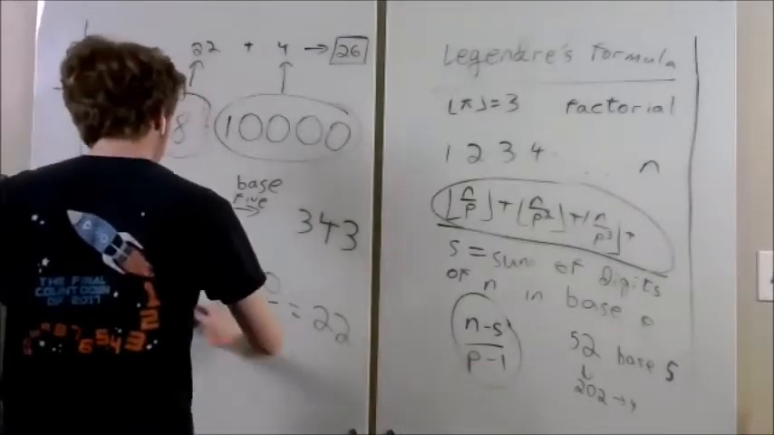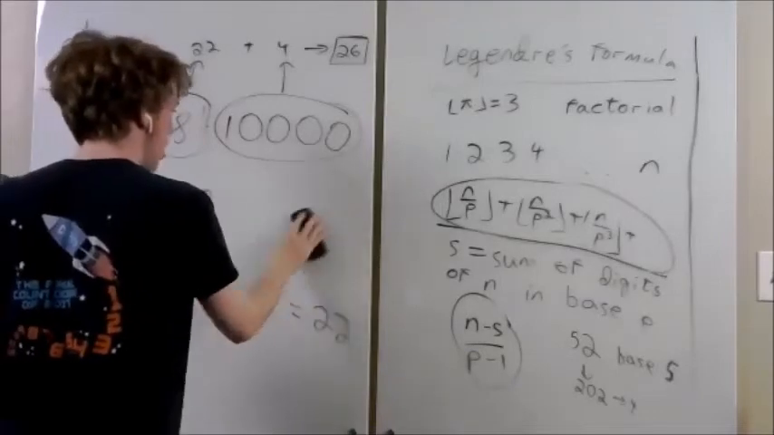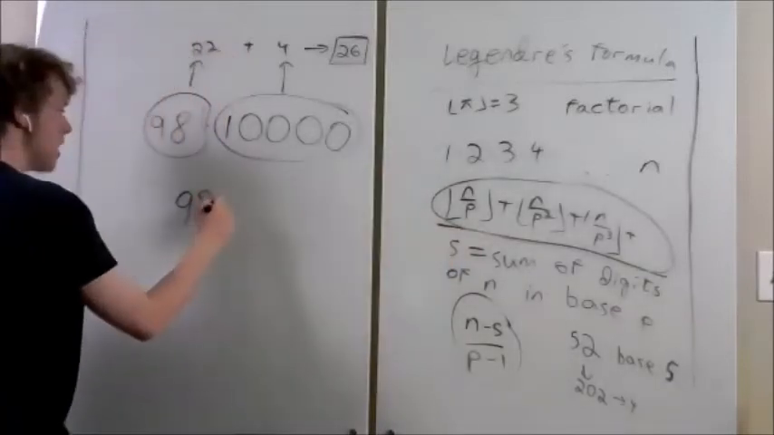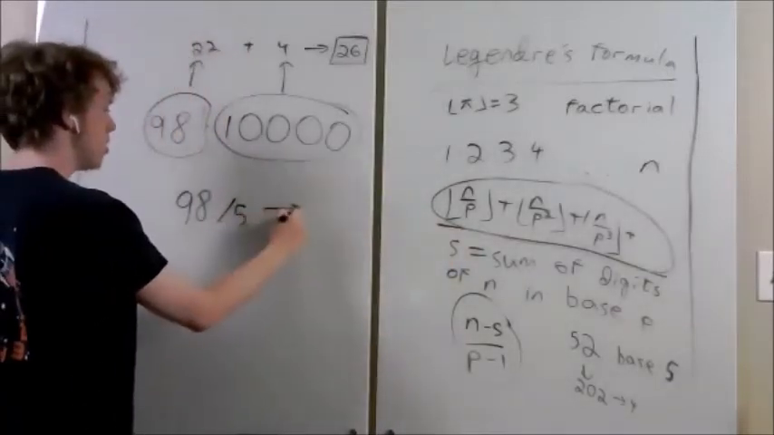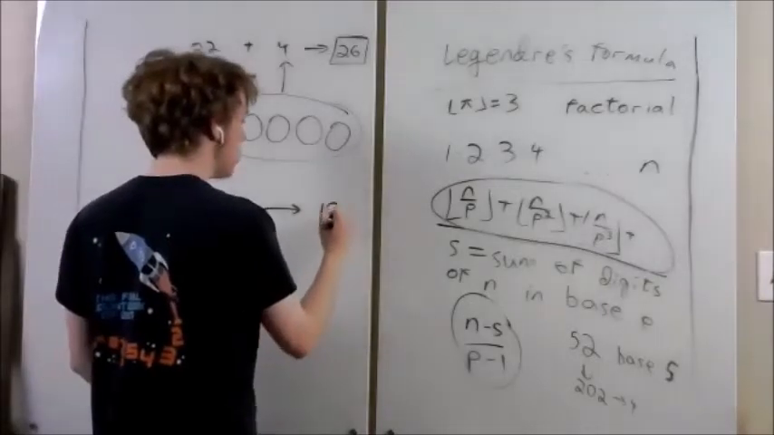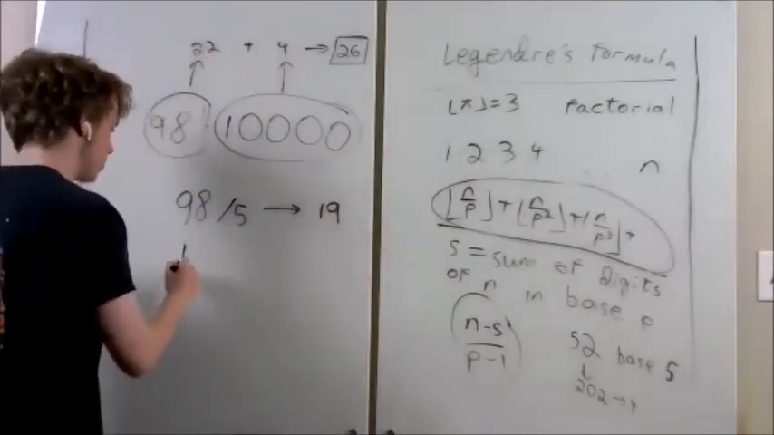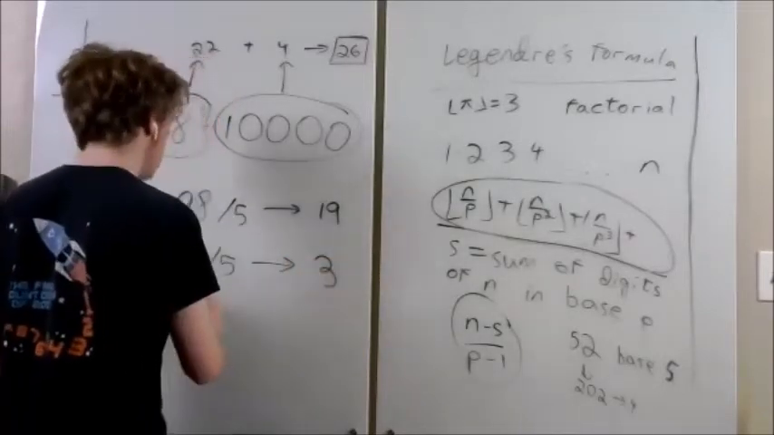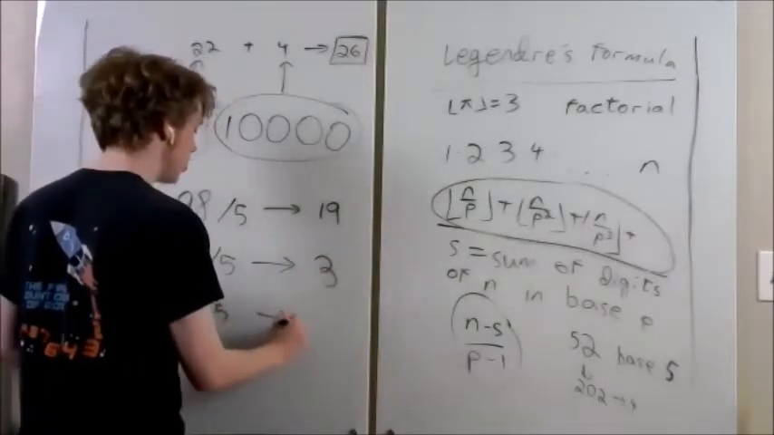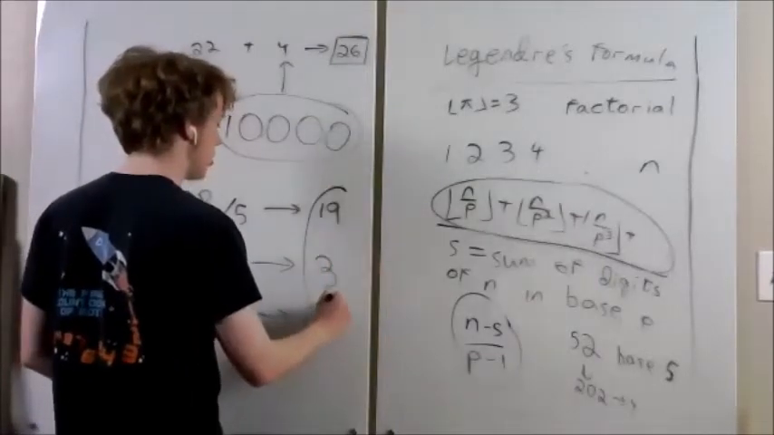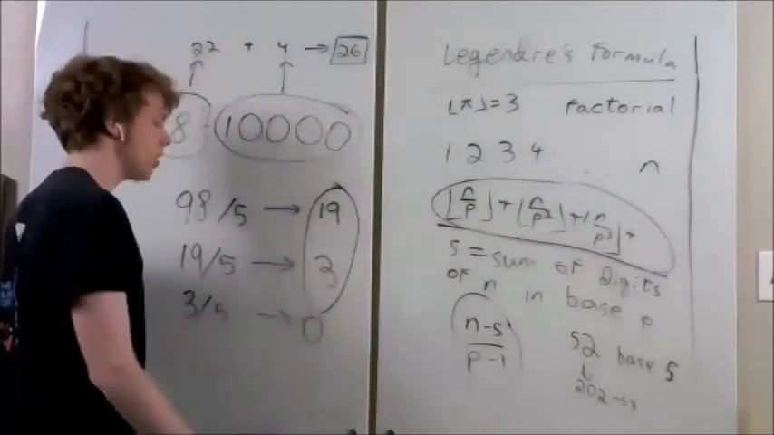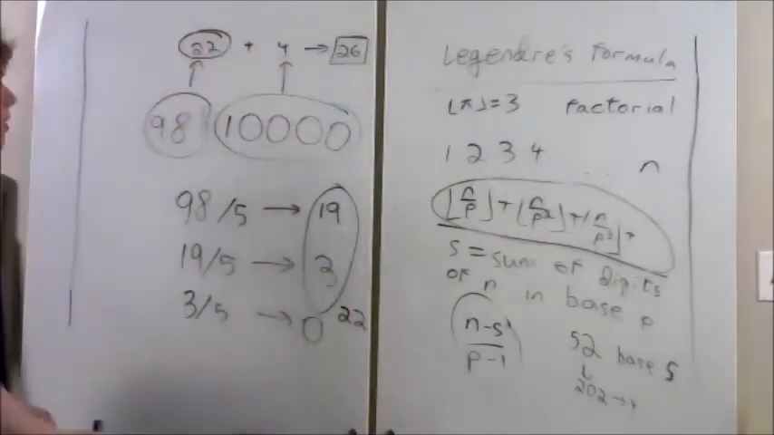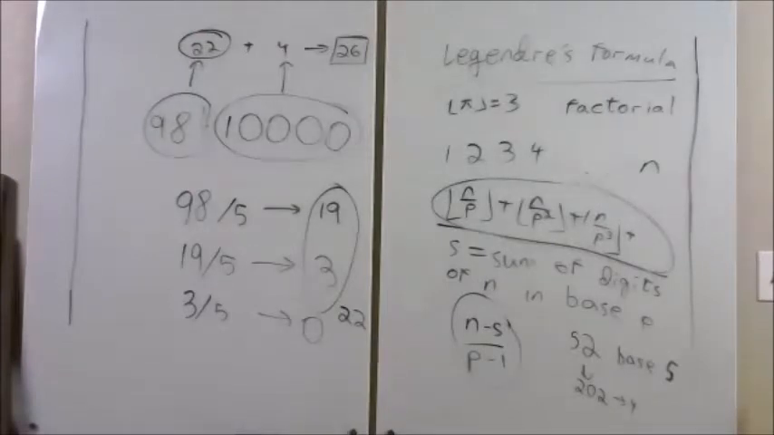And if you didn't want to go through this stuff about writing it in a different base, there's another way. 98 divided by 5 is 19 with some remainder. Ignore the remainder. 19 divided by 5 is 3 with some remainder. Ignore the remainder. 3 divided by 5 is 0 with some remainder, so you can stop and just add up the numbers. Ignore the 0, because 0 plus anything is just the thing. And 19 plus 3 is 22. So that's another way you could do Legendre's formula. But either way, that's Legendre's formula.